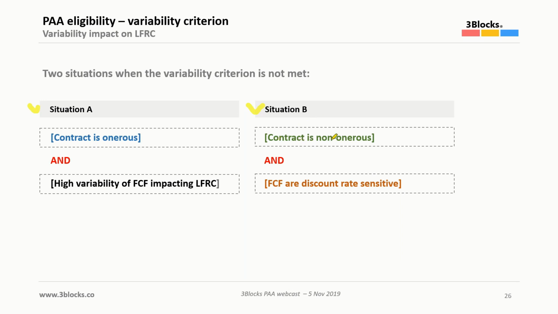The second situation, situation B: we've got a contract that is non-onerous, so we've got CSM that can absorb fluctuations, but fulfillment cash flows are discount rate sensitive. So these discount rate change effects do not go to CSM, and as a consequence we can end up with some fluctuations in liability for remaining coverage. So I think that in those two situations the criterion is infringed. I'm just curious, what do you think? If you have some other interpretation, please write to us.